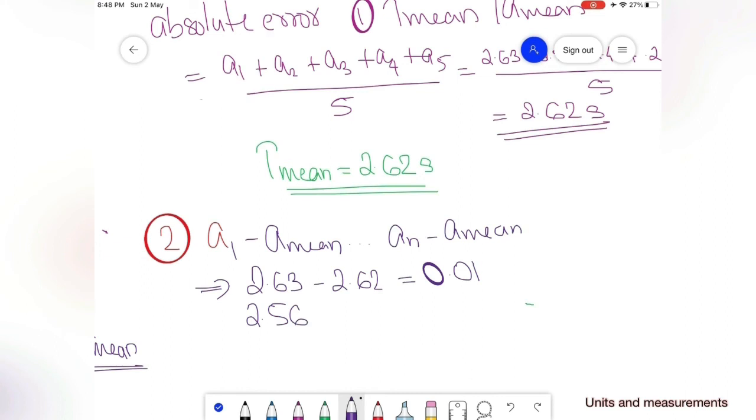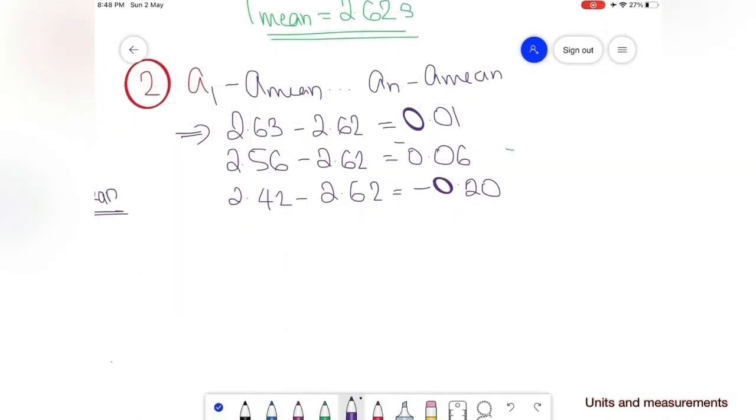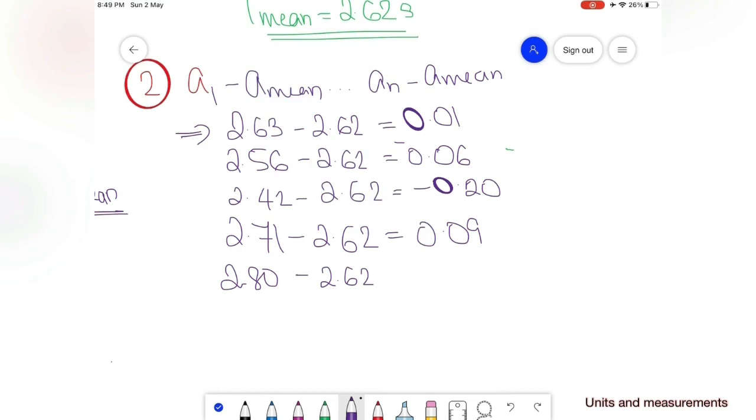Okay, so 2.56 minus 2.62, that will give you negative 0.06. 2.42 minus 2.62 will give you negative 0.20. Now, for the next one is 2.71 minus 2.62 will give you minus 0.09. 2.80 minus 2.62 will give you 0.18 seconds.